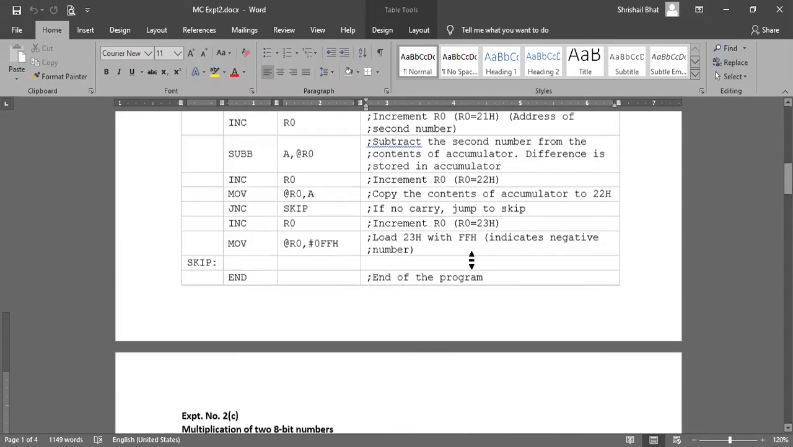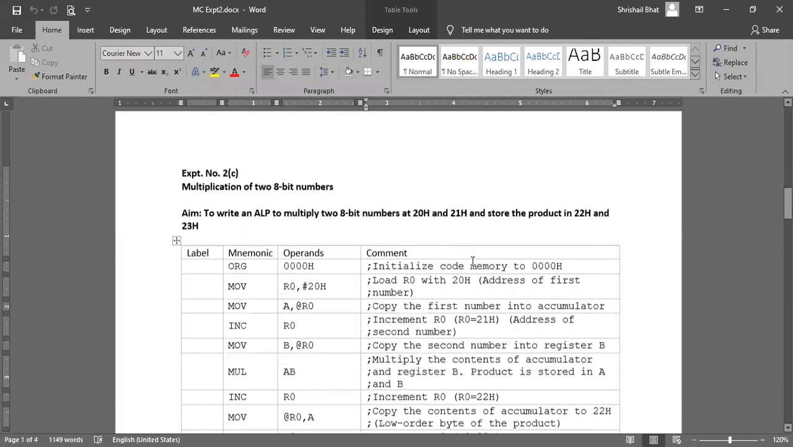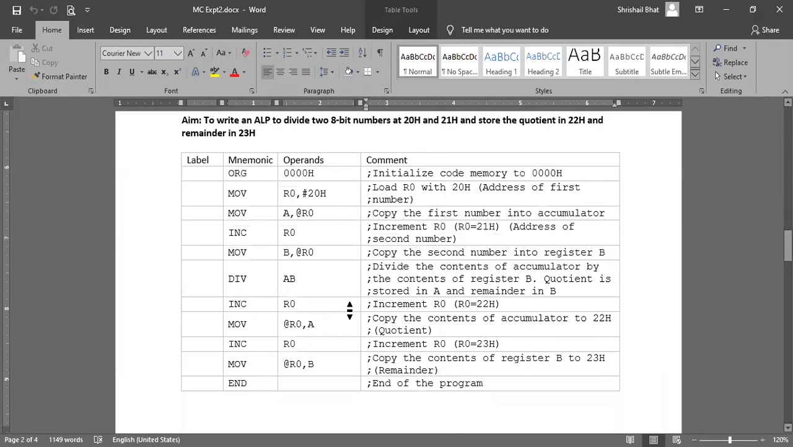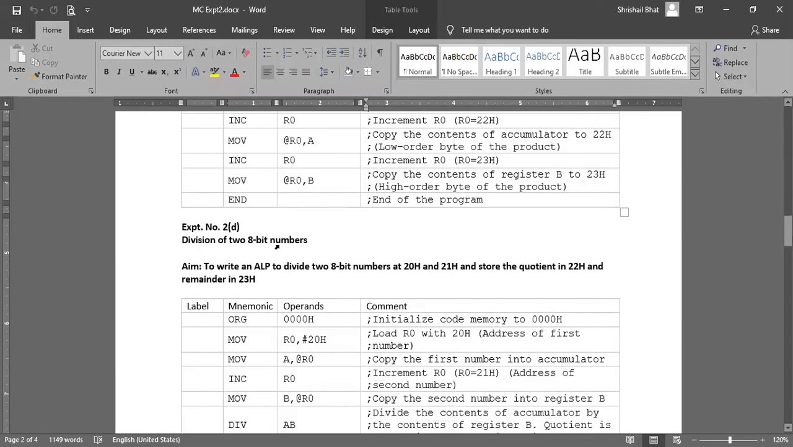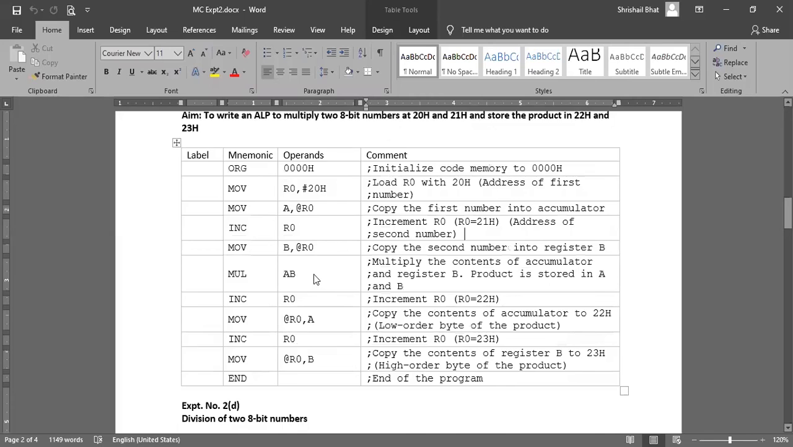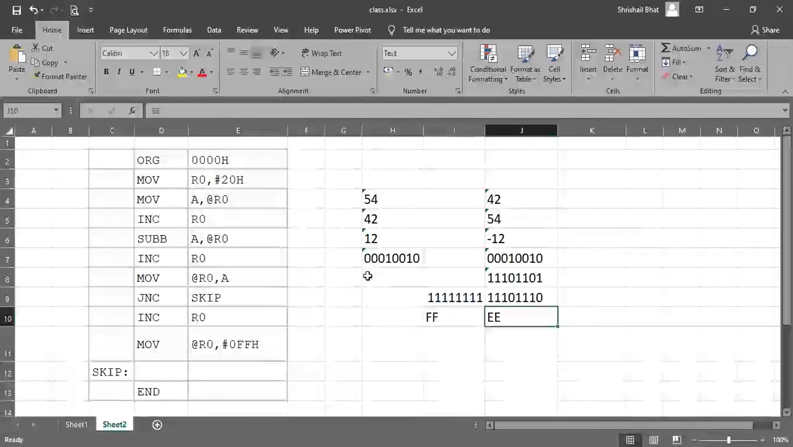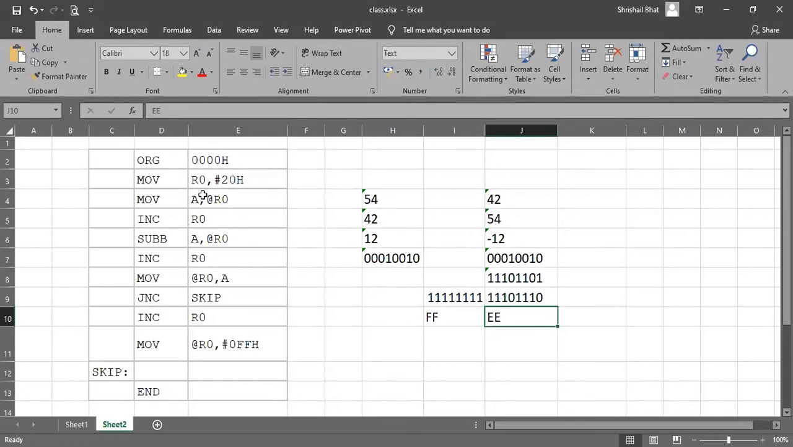So we have seen multiplication and division. It's just the difference of multiplication and divide instruction. Rest all things are same. So here the operation is clear, right? Jump if no carry. Yeah, that I will tell you.